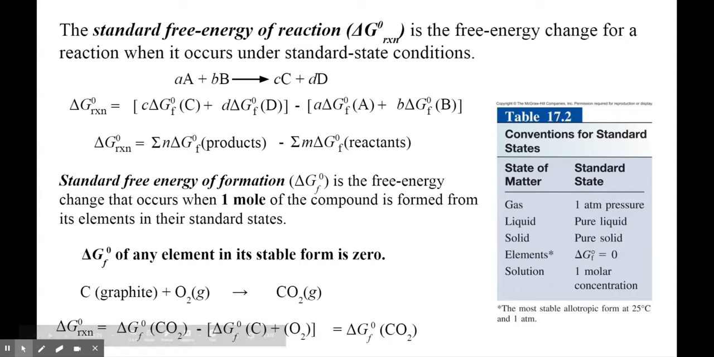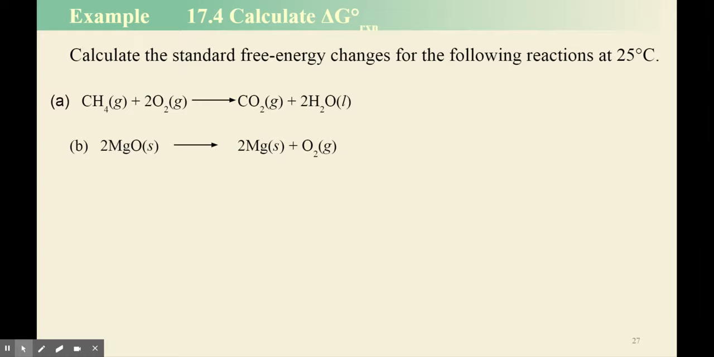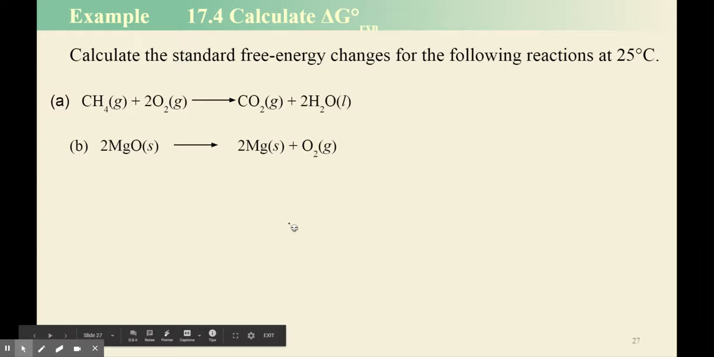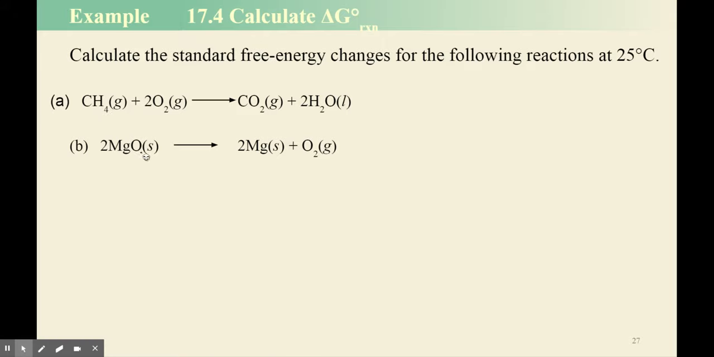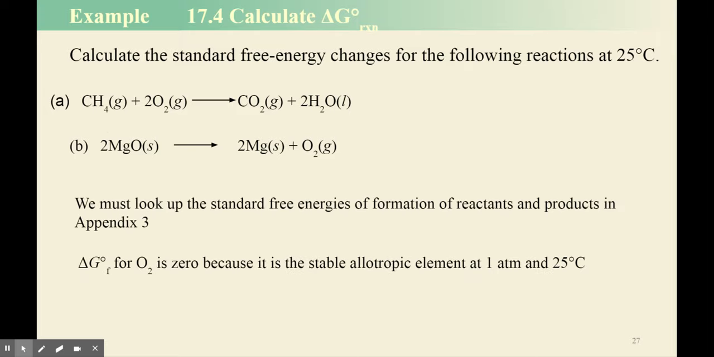And again, if this value is positive, we know it wouldn't happen. If it's negative, we know it is spontaneous and it will happen. Now, again, just because we know it's spontaneous doesn't tell us about the kinetics. It doesn't tell us whether this reaction is fast or slow, just whether it would actually happen or not. So here we have the free energy change for combustion of methane and the decomposition of magnesium oxide. And so you go and look up these values. We know for oxygen in both of these, it's zero, and magnesium is going to be zero. But for all the other ones, you're going to have to go and look it up.